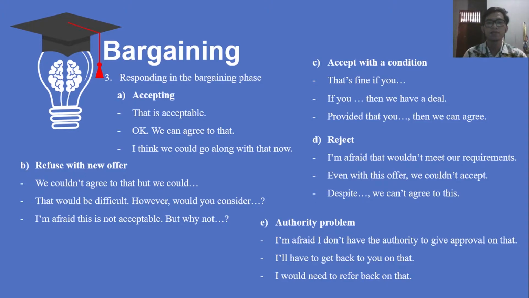And the last is authority problems. The expressions are: I'm afraid I don't have the authority to give approval on that. I'll have to get back to you on that. I would need to revert back on that.